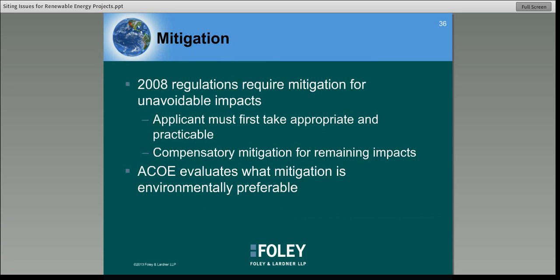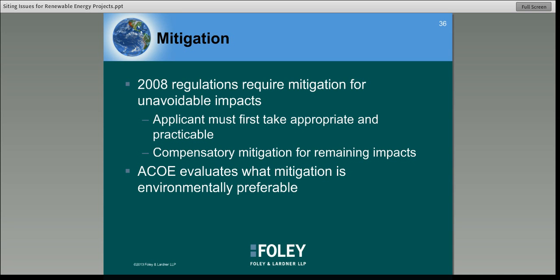Another piece of this whole process that you need to pay special attention to is mitigation. You figured out that there's a permit, now you need to worry about mitigation. Compensatory mitigation is required for all wetland losses that exceed a tenth of an acre and require pre-construction notification, unless the Army Corps issues a written notification that other mitigation would be more environmentally appropriate or that the adverse effect of the activity is minimal.